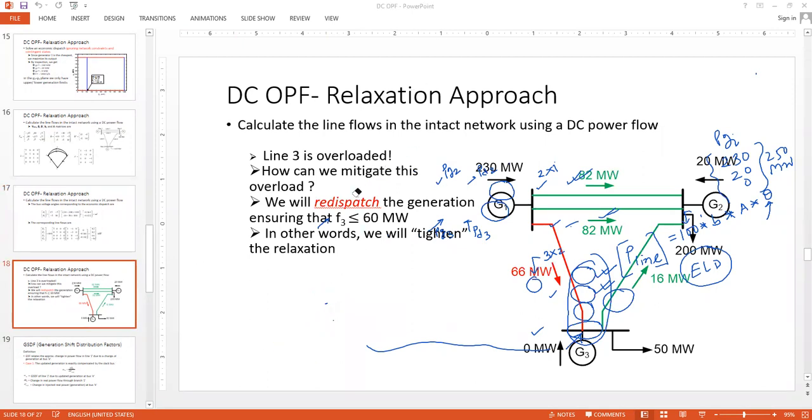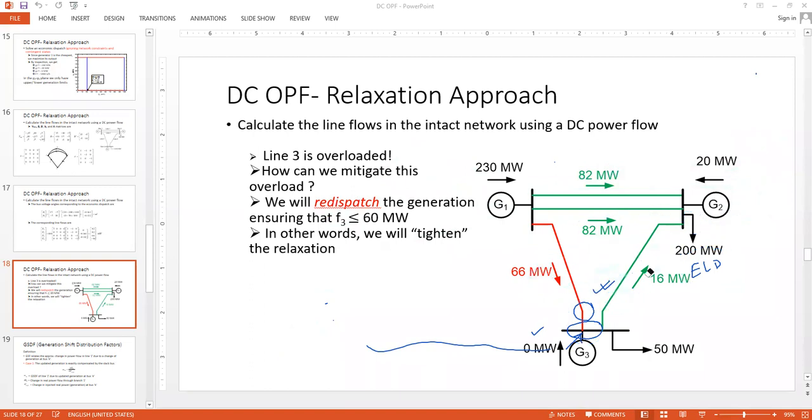So when I put the limits on the lines in my network, I see that line 1 is okay, it is taking 82 megawatts. Line 2 is okay, it is taking 82 megawatts. Line 4 is okay, although in the reverse direction, it is within the permissible limit of 16 megawatt. However, line 3 is being overloaded.